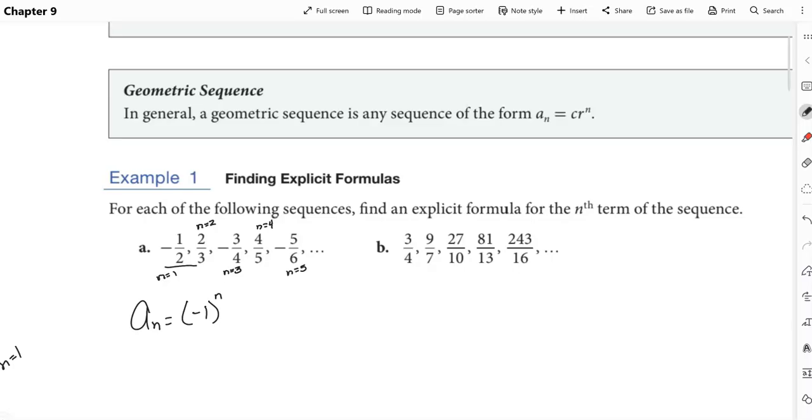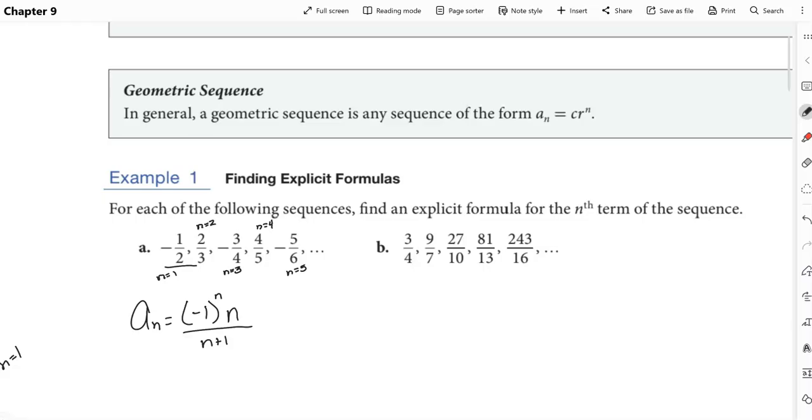So you can see that the number of the term corresponds with what's in the numerator, so we could call that n. And that denominator is whatever the next number is, so we can use n plus 1 to show that. So our sequence can be written as negative 1 to the n times n over n plus 1.